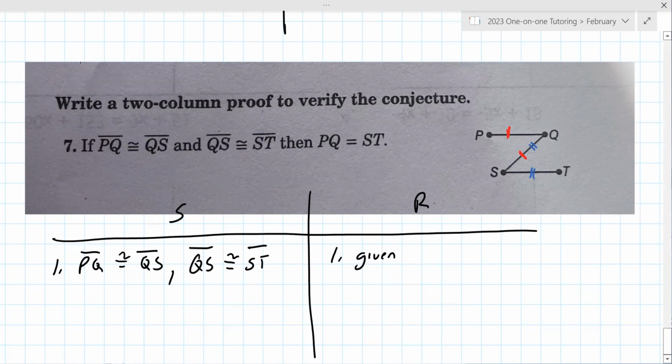So we're trying to prove that PQ is equal to ST. We can start by saying that it really comes from the picture. Since PQ is congruent to QS and QS is congruent to ST, that means that PQ and ST are congruent. And that comes from the idea that if A equals B and B equals C, then A must equal C. Do you remember which one that is in your algebraic proofs? What reasoning that is? It's on the first page, the study guide and intervention.